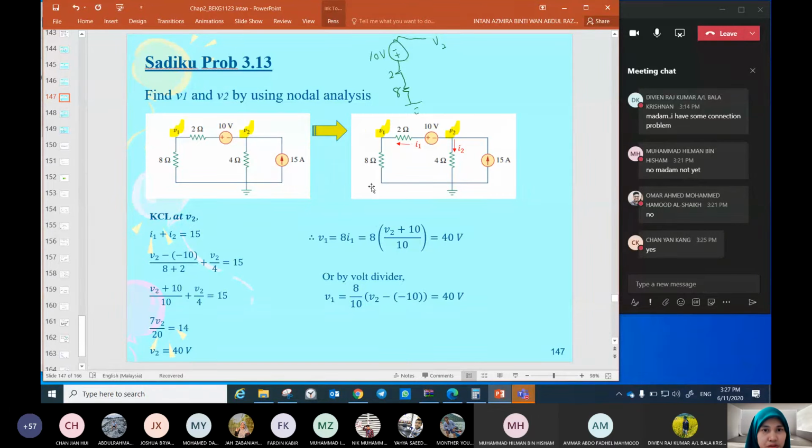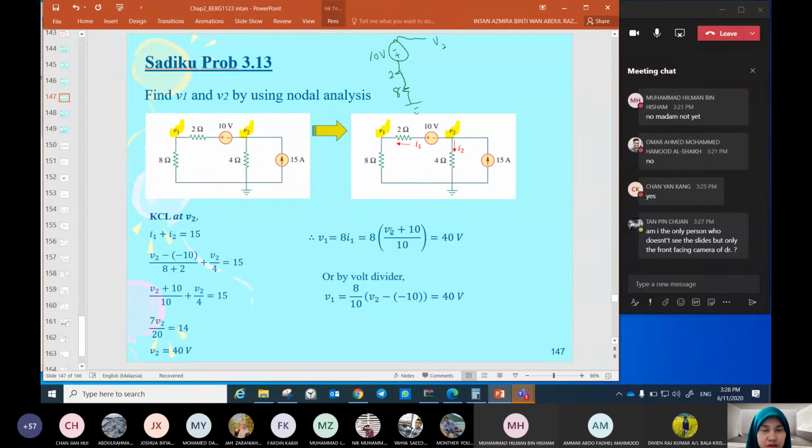So V1 is equal to the voltage drop across the 8, right? V1 is the voltage drop across 8. Same goes for V2. V2 is the voltage drop across 4. So V1 is equal to 8 I1. We replace I1 with this, (V2 minus 10) divided with 10. And then substitute V2 is equal to 40. We will get 40 volts.